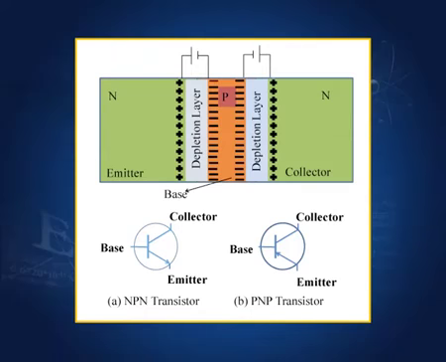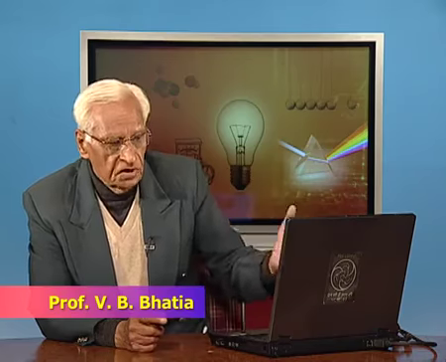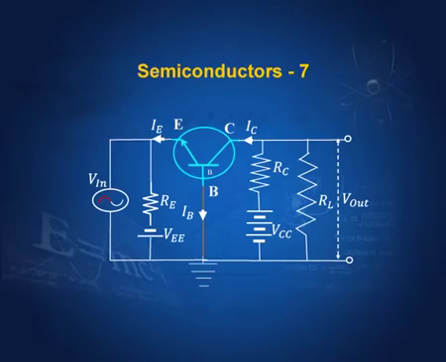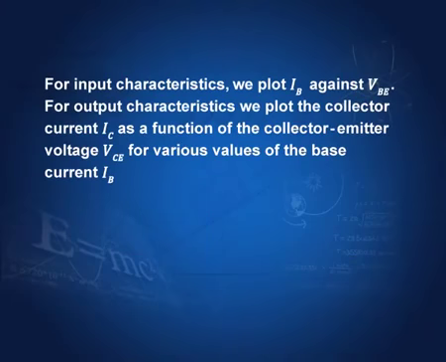So, we shall continue with this study of the working of the transistor, how it works as an amplifier and what properties it has as an amplifier. But before that, we must learn of the characteristics of a transistor. So, for the input characteristics we plot IB against VBE.